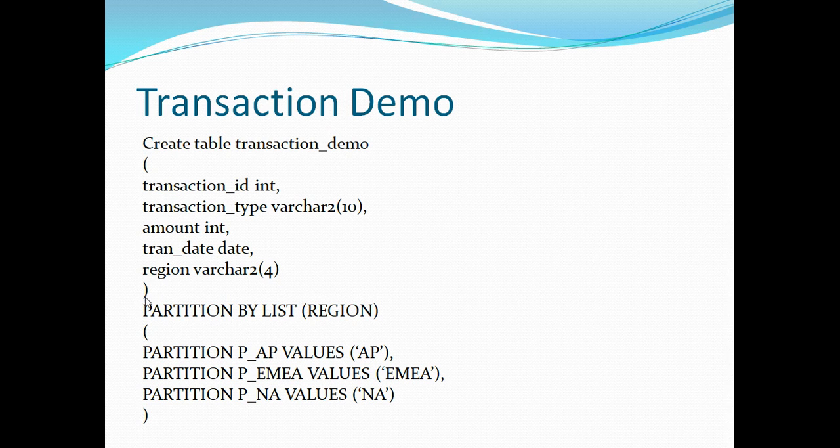But along with that, we have this syntax that tells Oracle that we want to partition this table by list. This particular keyword tells Oracle that the table transaction demo is to be list partitioned, and the key on which it has to be partitioned goes in brackets. So we are partitioning this table on the basis of the region. If the value of region is AP, it should go into partition P_AP. If the value is EMEA, it should get stored in P_EMEA, and for NA it should get stored in P_NA.